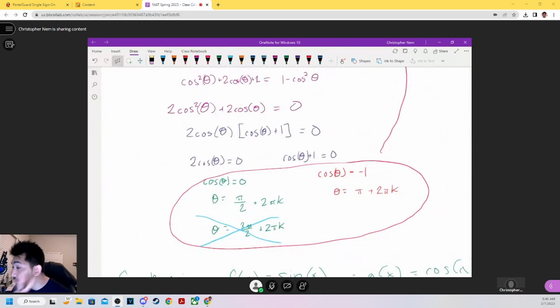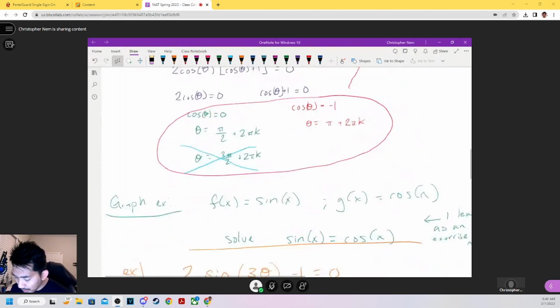So you only have 2 sets of infinite solutions here: pi halves plus every rotation, and pi plus every rotation. Now this k represents an integer. That just means a full rotation. The k could be 1, could be 2, could be -5, -4. It's just not a decimal or a ratio, it's whole numbers or negative whole numbers, if you will.